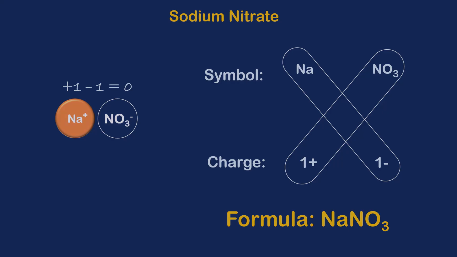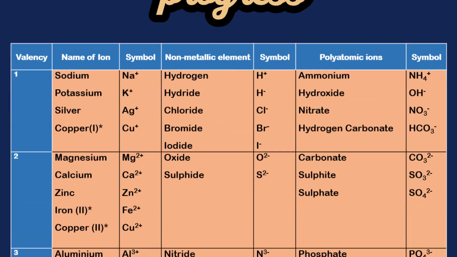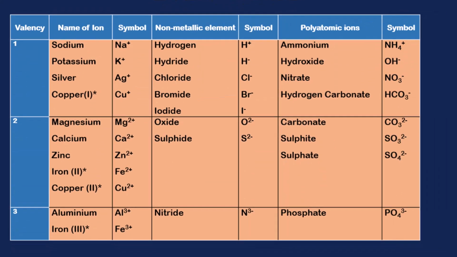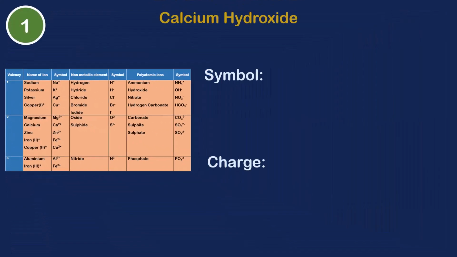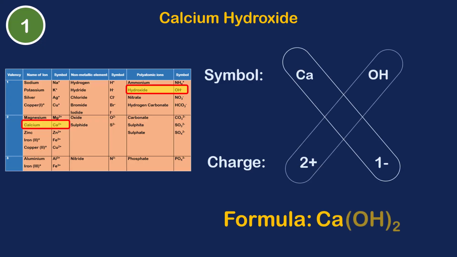Okay, today instead of our usual quiz, we will practice writing more chemical formulas. Let's use this table for reference. Okay, ready? First one, calcium hydroxide. From this table, we can see that calcium is Ca with a double positive charge and hydroxide is OH with a single minus charge. So what is the formula? It is 1 Ca and 2 OH, Ca(OH)2.